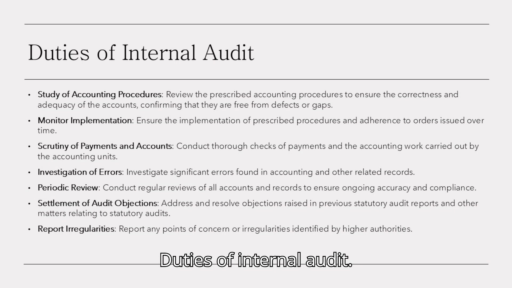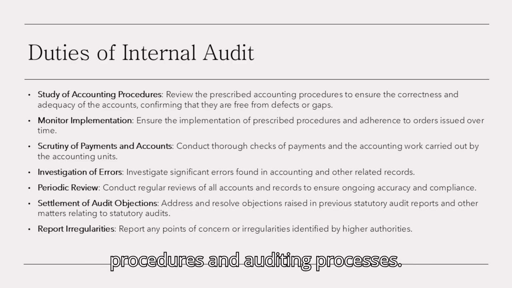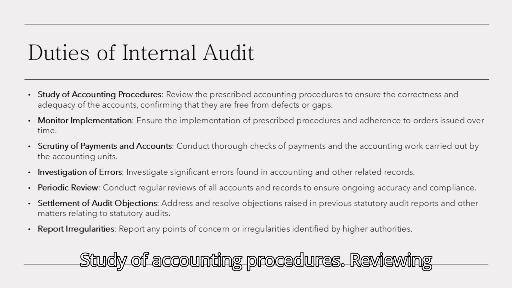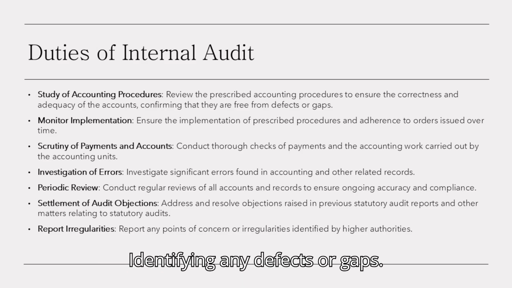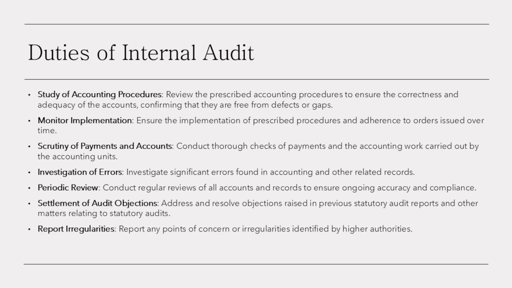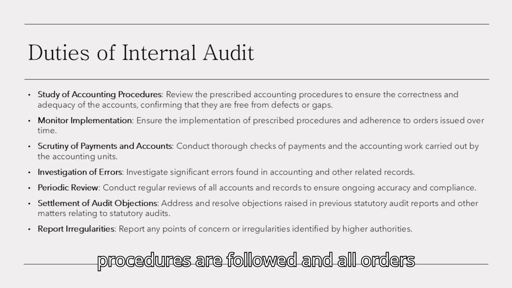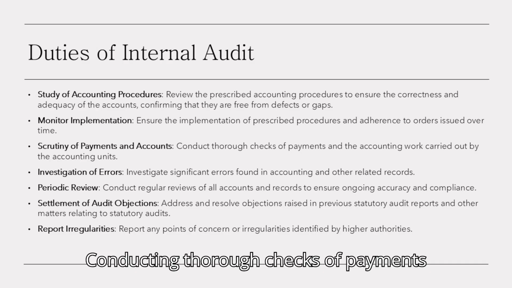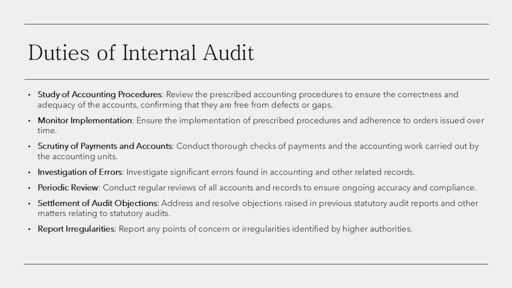Duties of internal audit. Effective financial management requires a thorough approach to accounting procedures and auditing processes. Key responsibilities include study of accounting procedures, reviewing the prescribed accounting procedures to ensure they are correct and adequate, identifying any defects or gaps. Monitor implementation, ensuring that procedures are followed and all orders are implemented correctly. Scrutiny of payments and accounts, conducting thorough checks of payments and accounting work by the accounting units to maintain accuracy.